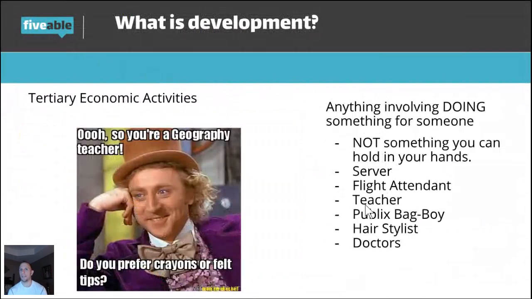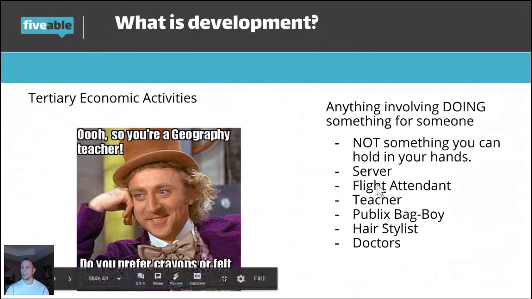Tertiary economic activities are going to be anything that, and we just mentioned this earlier, involves doing something for someone. All right, so it's not something you can hold, touch, and feel, but it is a service you get from someone, like getting your hair cut, or me giving you guys a review on this topic in human geography. So you got flight attendants, teachers, Publix bag boys.